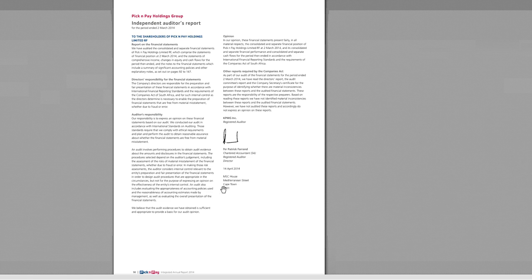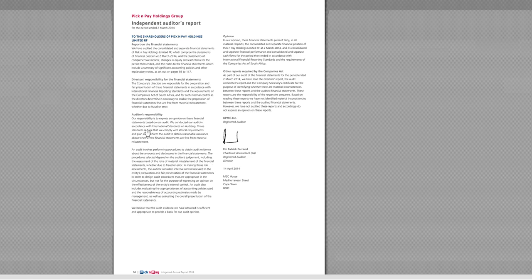And they say here that normally we look at just the opinion of the auditors, and they say here that in their opinion the financial statements are fair in all material aspects, and that they believe that it is a fair representation free from any error. So we normally look at that. KPMG was the auditors of Pick n Pay.